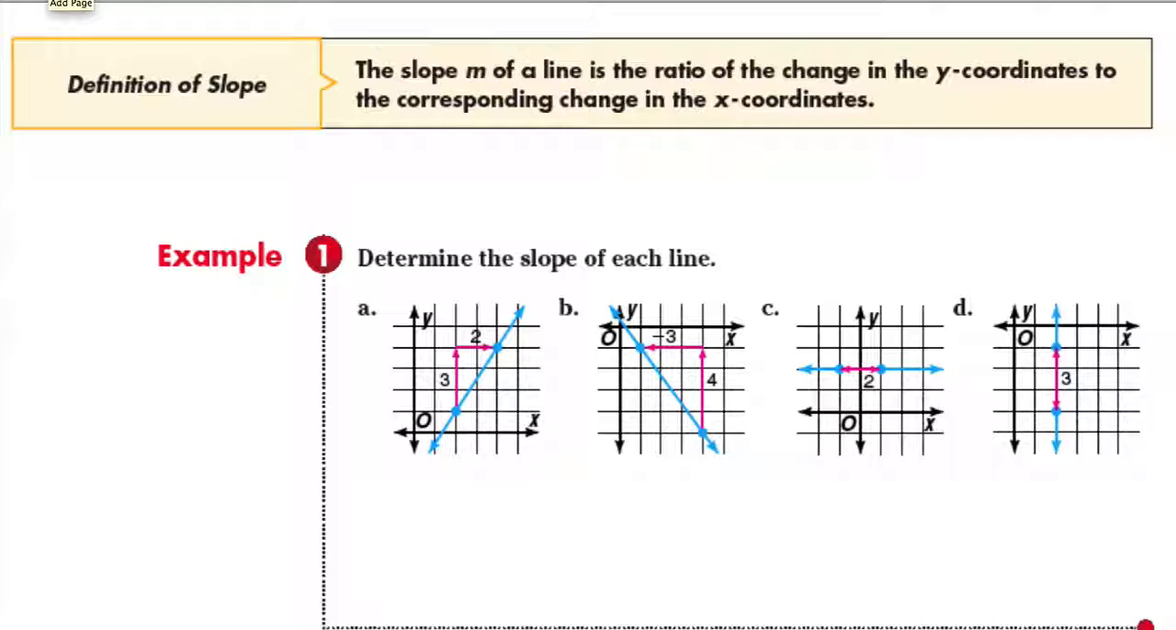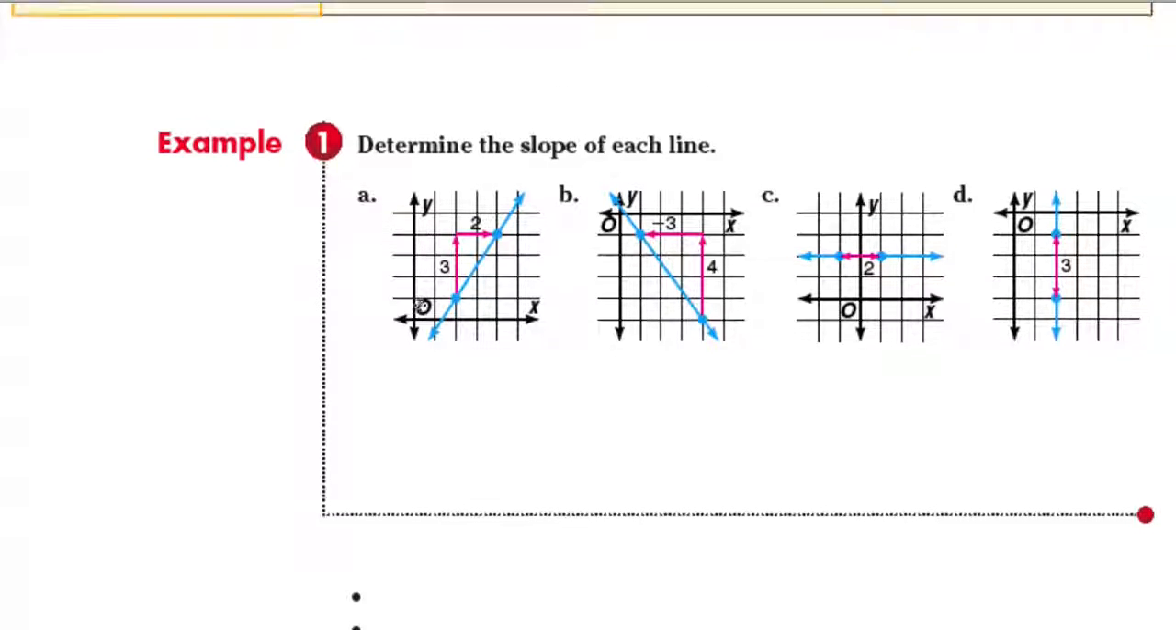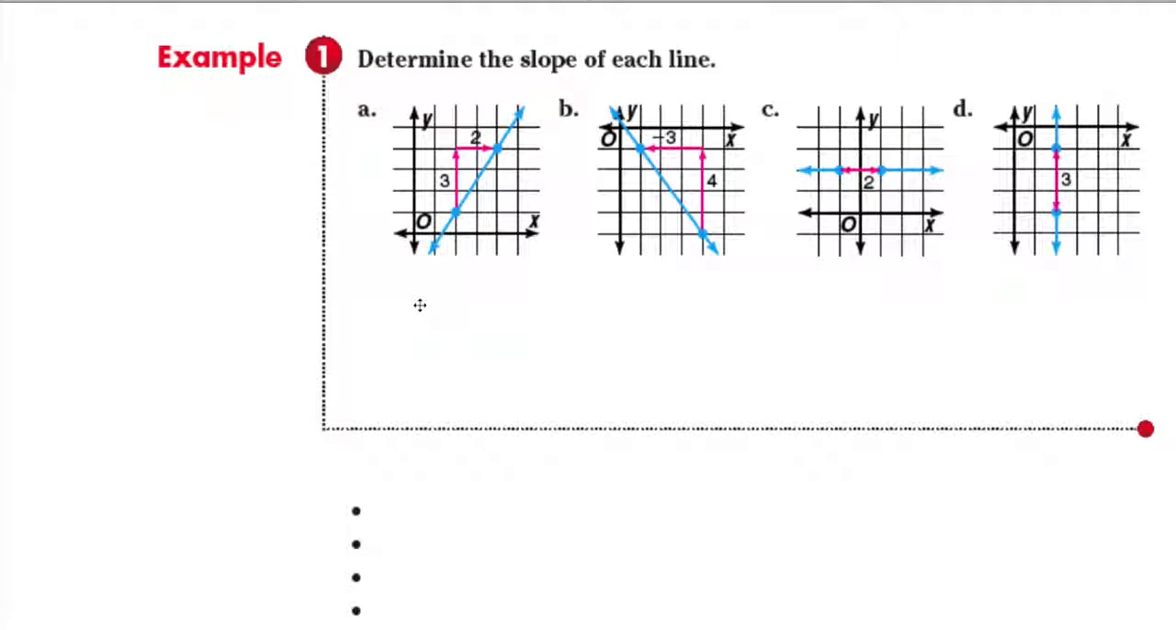So now we go to our definition of slope. Slope is always designated by the lowercase m. The slope of a line is the ratio of the change in the y coordinates to the corresponding change in the x coordinates. Okay, let's take a look at example number 1. Determine the slope of each line.